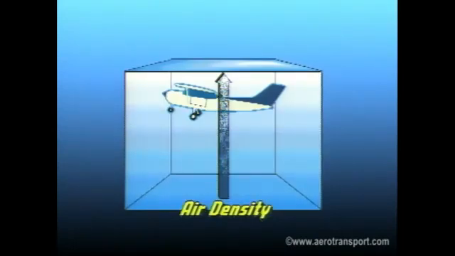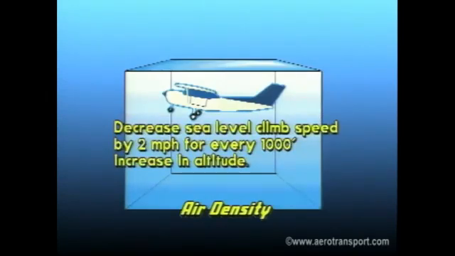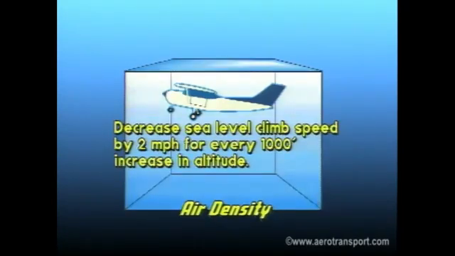As you gain altitude, the density of the air decreases. This causes the airspeed indicator to record a lower than actual airspeed, although the actual speed of the aircraft may be relatively unaffected. To maintain a relatively accurate rate of climb, use the following rule of thumb. Decrease the recommended indicated sea level climb speed by 1.75%, or about 2 miles per hour for every 1,000 foot increase in altitude above sea level. Do not include the first 1,000 feet.